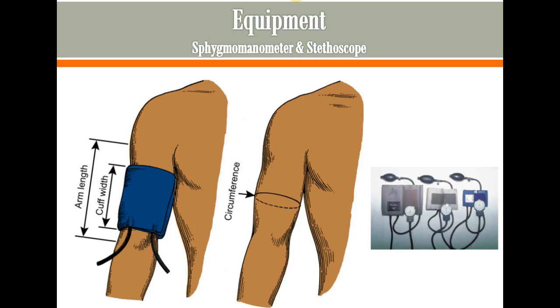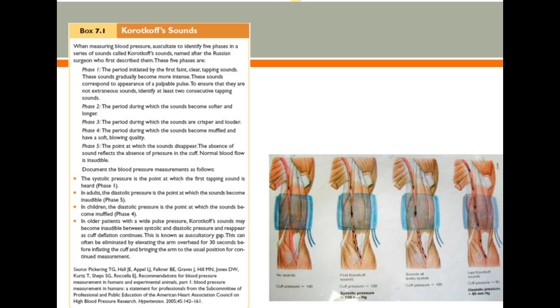To obtain a blood pressure, you will need a sphygmomanometer and a stethoscope. If the blood pressure cuff is too small, it will show an increase in pressure, and if it's too big, then it will falsely lower the blood pressure. The blood pressure cuff should fit the length and width of the patient. It's important to obtain a blood pressure in an arm without a mastectomy or dialysis shunt.